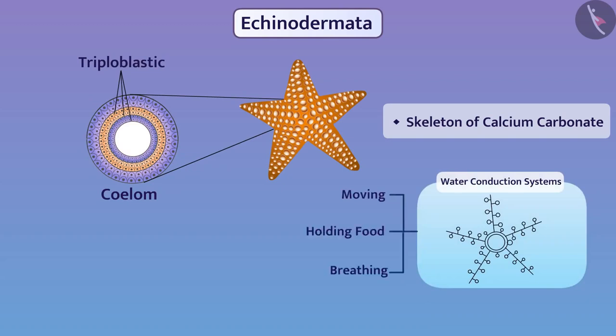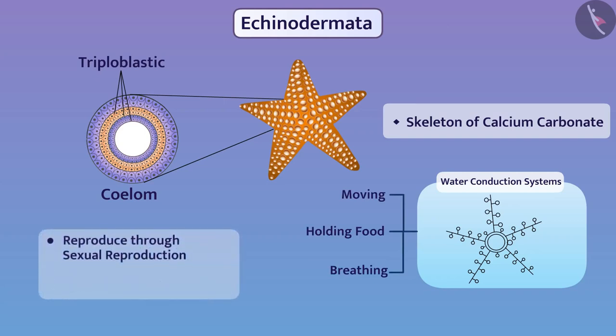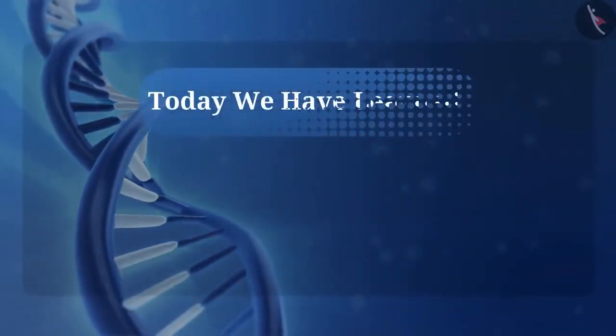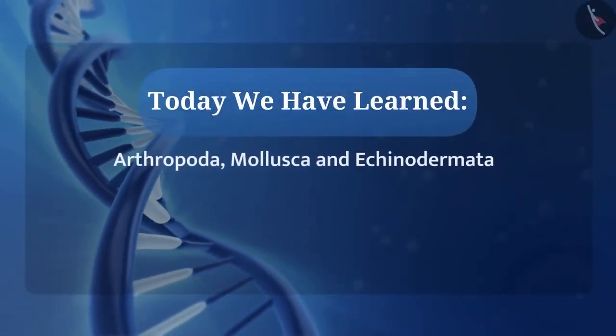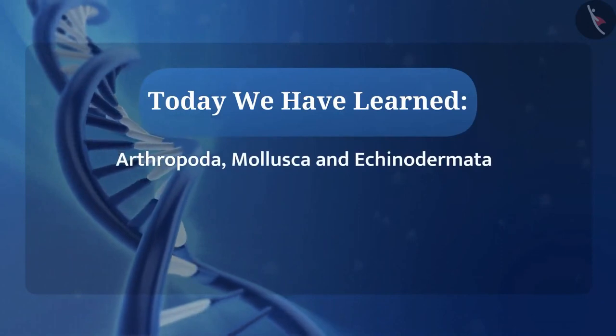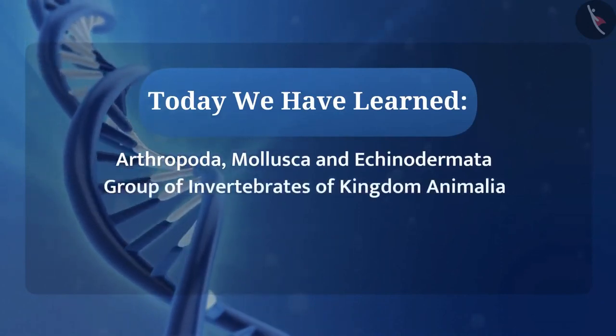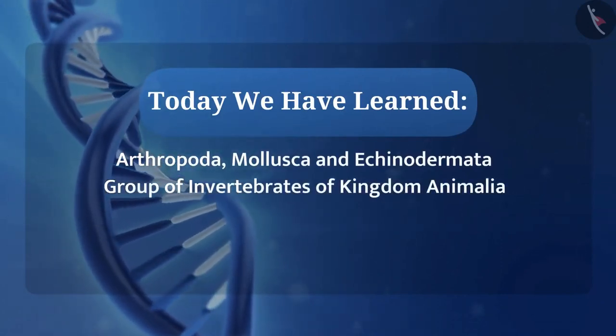They clearly lack an excretion system. They reproduce through sexual reproduction. In these, males and females are separated. Fertilization of gametes is usually external. So today we have learned about arthropod, mollusca, and echinodermata group of invertebrates of kingdom Animalia.